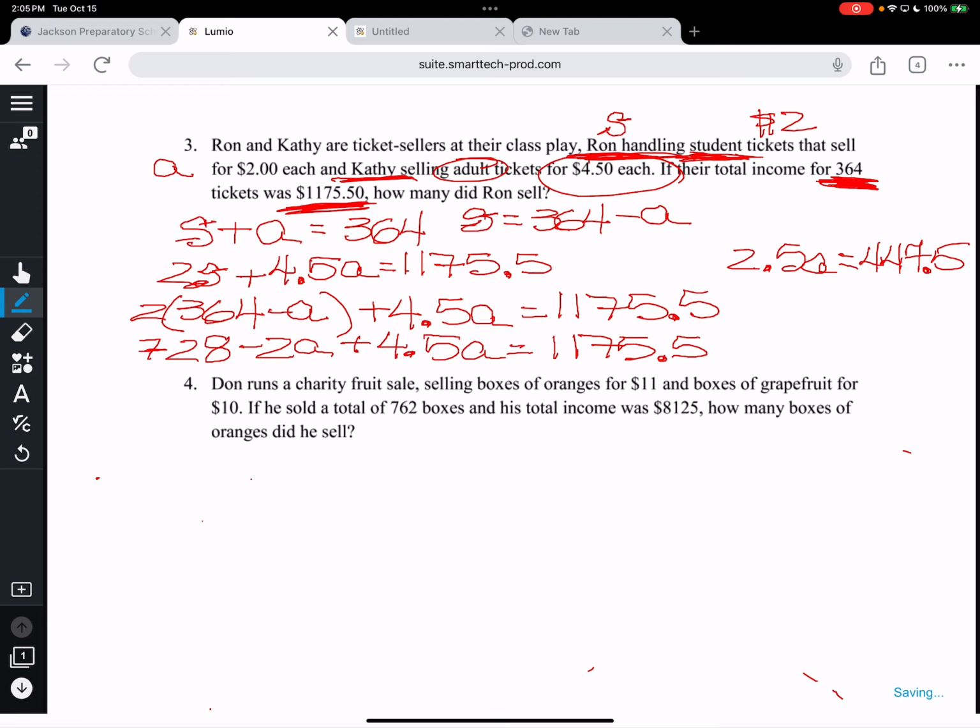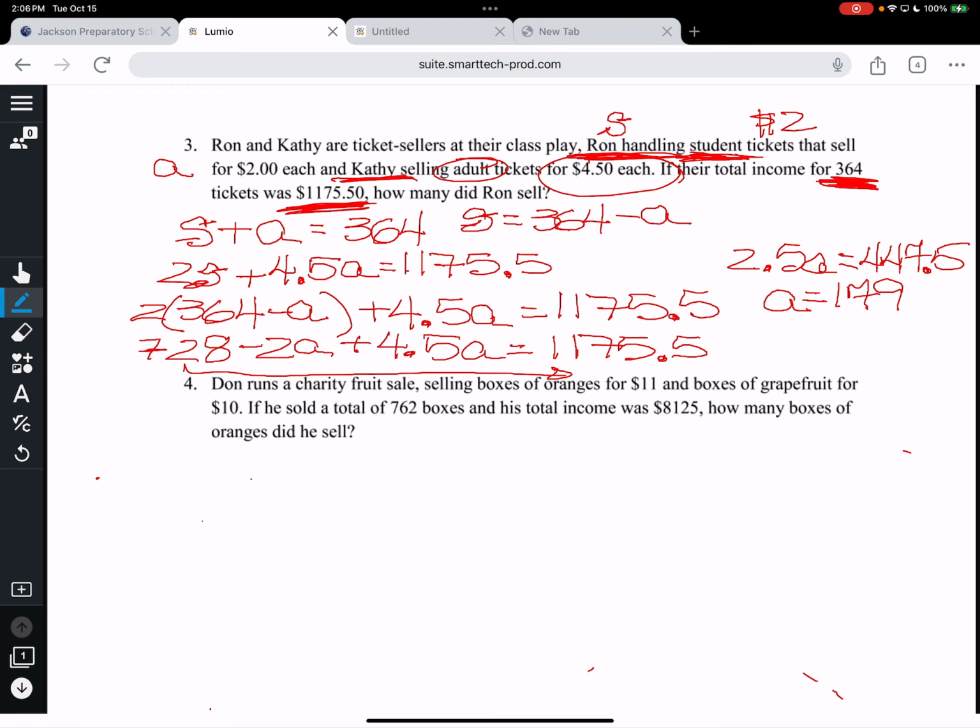And then what do we do? Divide by 2.5. And what does that give us? How many adult tickets were sold? 179 tickets, but it's asking for student tickets. So we take the total number of tickets and subtract your 179.